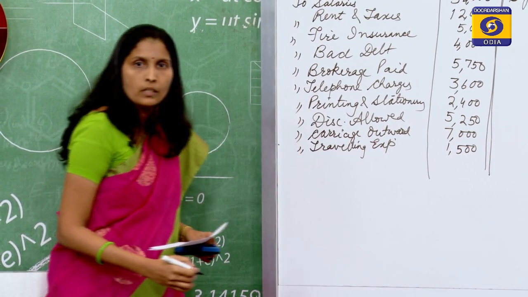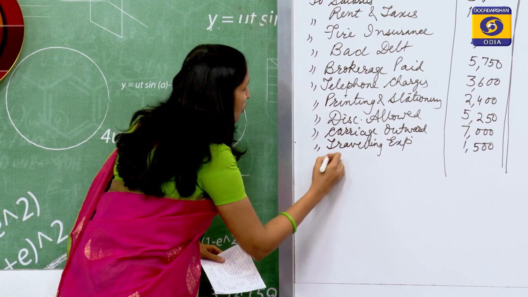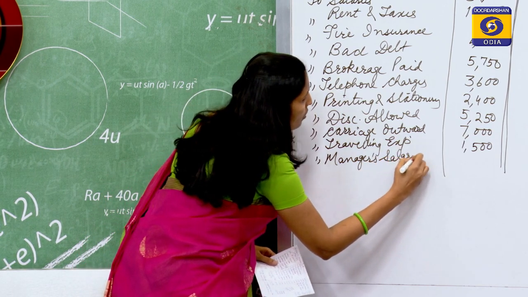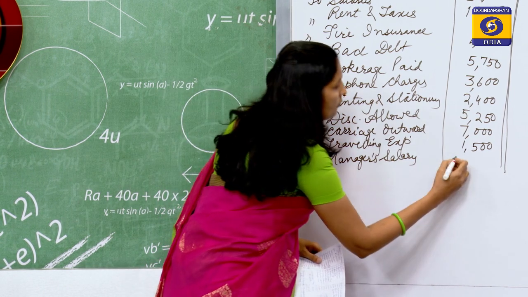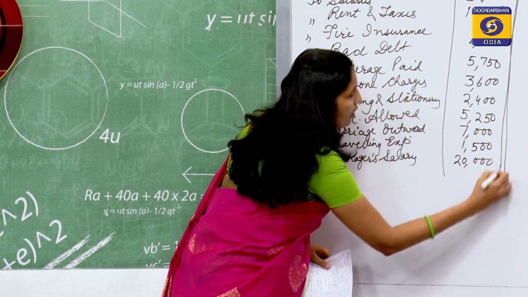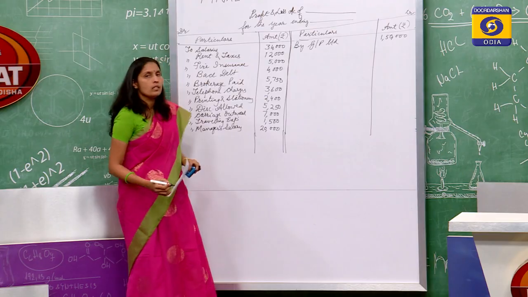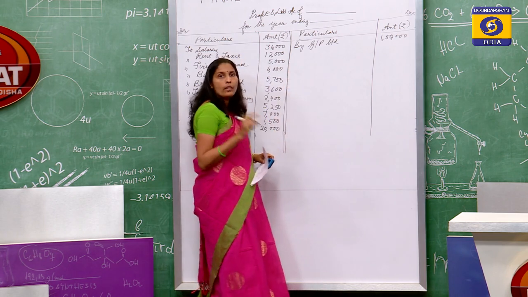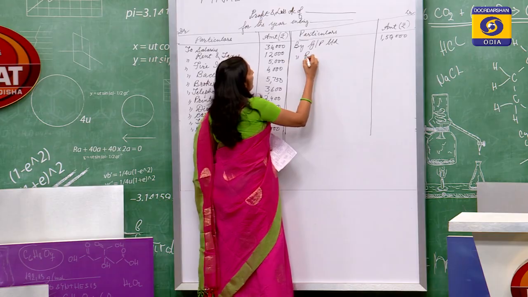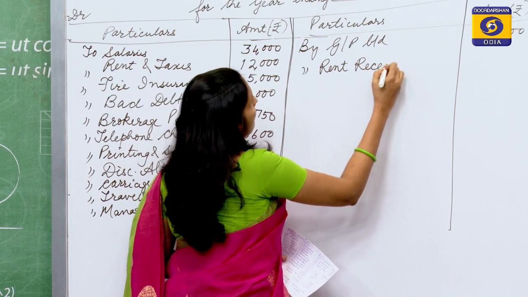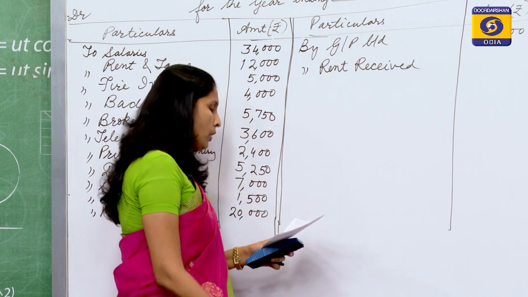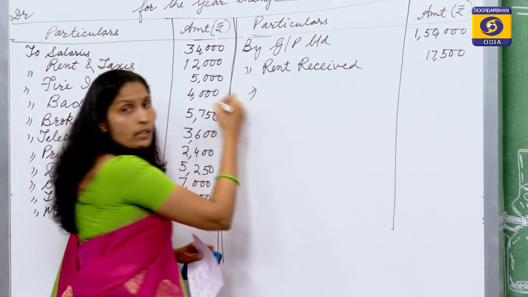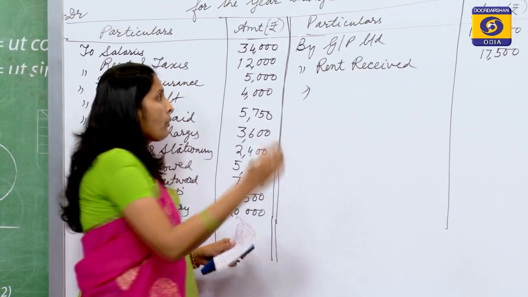We have yet another expense, that is manager's salary. The amount of manager's salary is 20,000. So, let us now go to the credit side and see what are the items that will fall on the credit side. We have the first item there, rent received. The amount of rent received given to us is 17,500.